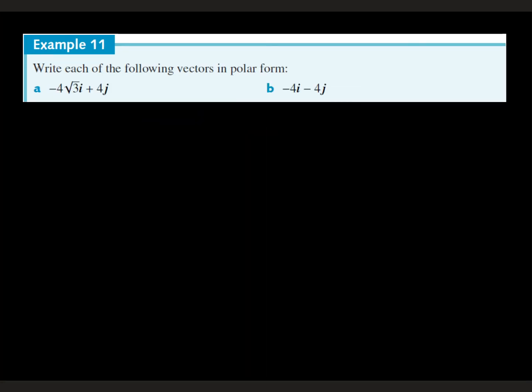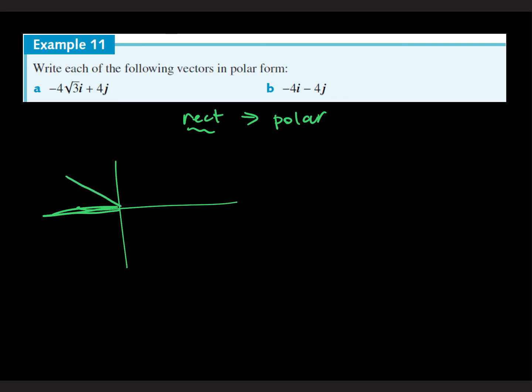Now here in our final example, we're going back the other way. So we're going from rectangular or Cartesian form or component form, whatever you're going to call that one, back to polar. So what are we going to do? The first one, I just always like to sketch it first. We're going to go negative 4 root 3 and then 4 up. So it's going to look something like that. So it's here, negative 4 root 3 and 4 there.